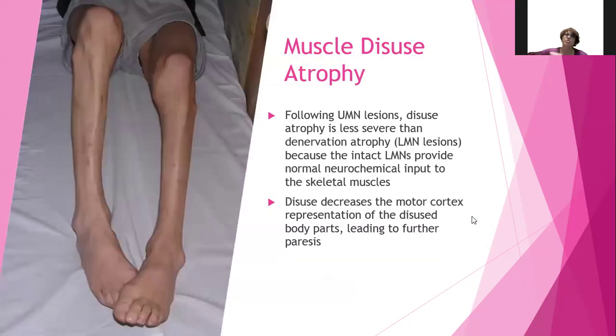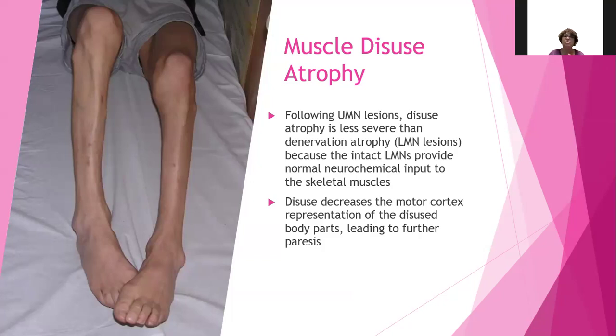Following upper motor neuron lesions, disuse atrophy is usually less severe than denervation atrophy that you get with lower motor neuron lesions, because your upper motor neurons are affected, but your lower motor neurons still provide a little bit of the normal neurochemical input to skeletal muscles. So the disuse atrophy is not as severe with upper motor neuron lesions, you're still getting a little bit of that from lower motor neurons.